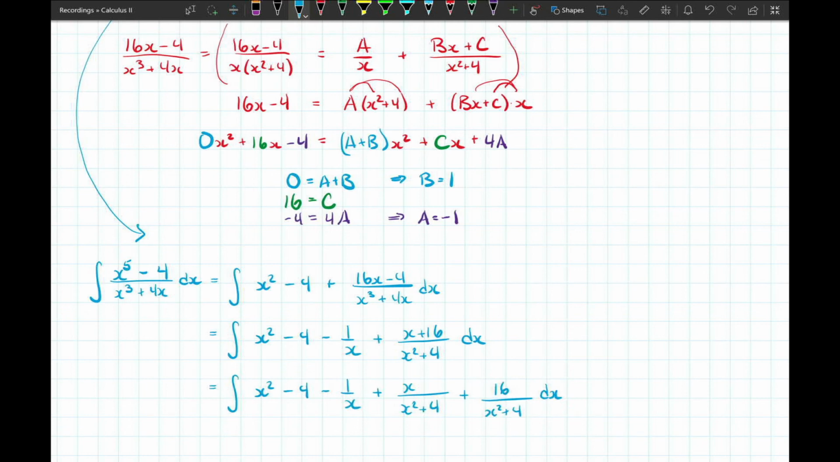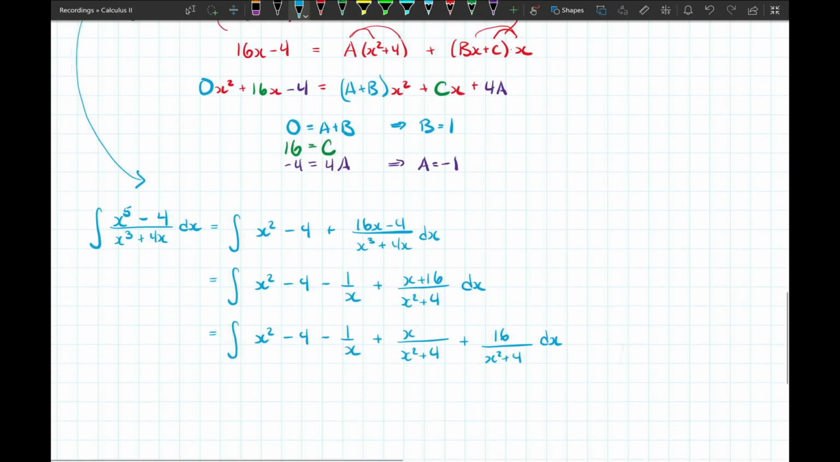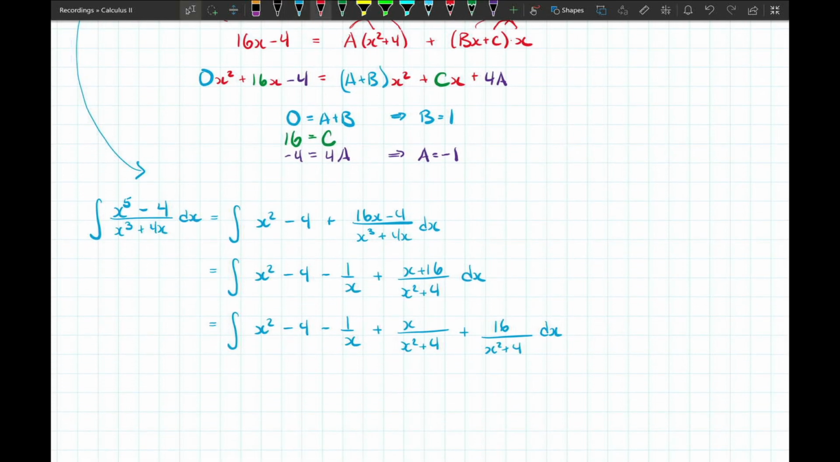Now, you can really see how this method of decomposition into partial fractions, whether it involves long division or not, is really just a technique for taking a very complicated rational expression and breaking it down into lots of easier integrals. I'll check these ones off one at a time. X squared, we can do that because that's a power rule. Minus 4, we can integrate that. That's just another constant function rule. And then our 1 over x, that's going to be a natural logarithm.